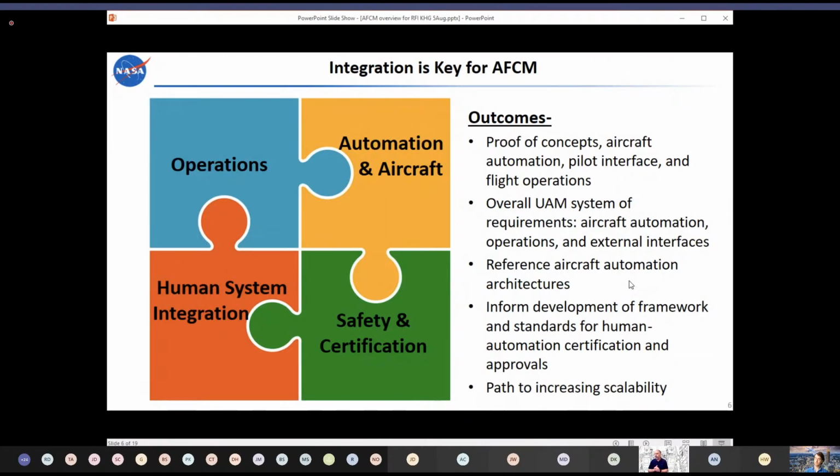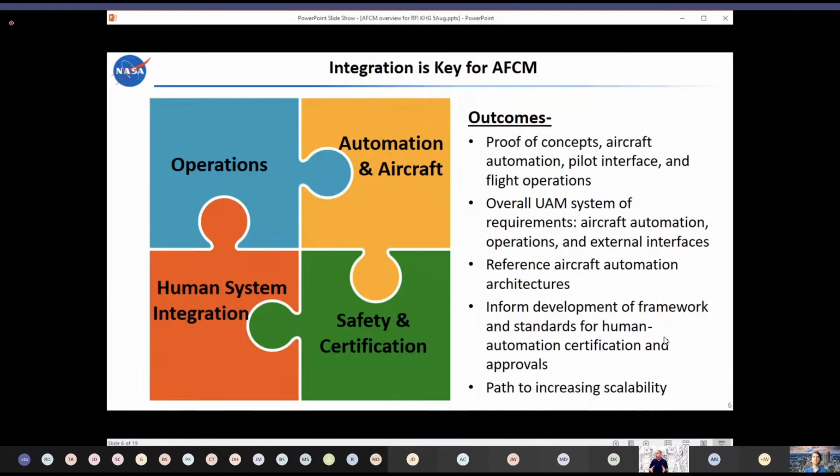Third item here is looking at developing reference aircraft automation architectures that can be used to illustrate things like mock certification processes, which industry members developing actual commercial hardware can learn from and advance on.